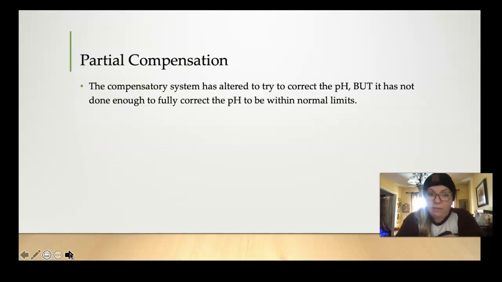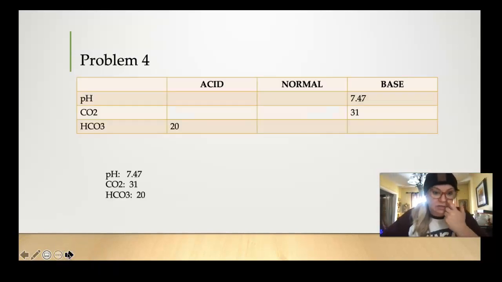All right, the compensatory system has tried to correct the pH, but it has not done enough to fully correct the pH. So at this time, when it's partially compensated, the pH is still abnormal. Both systems are trying to kick in, but the pH still remains out of the normal range, okay? The pH is still out of the normal range, but both systems are trying to work to get it back into balance. It just hasn't worked yet, okay? All right, so let's look at these.